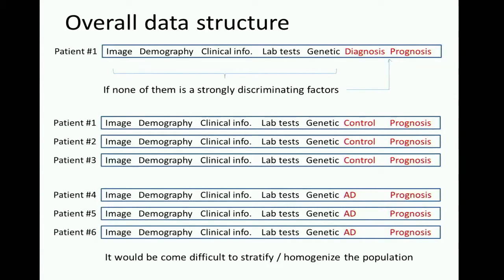So when we do the study design, we want to stratify the population into control or different types of dementia, and one of them is Alzheimer's disease. But the inherent difficulty is that none of the available data is strong enough. We cannot expect very clean stratification. If we could do very accurate stratification to identify AD from this information, maybe we wouldn't have to do MRI research. So there's a fundamental difficulty here.